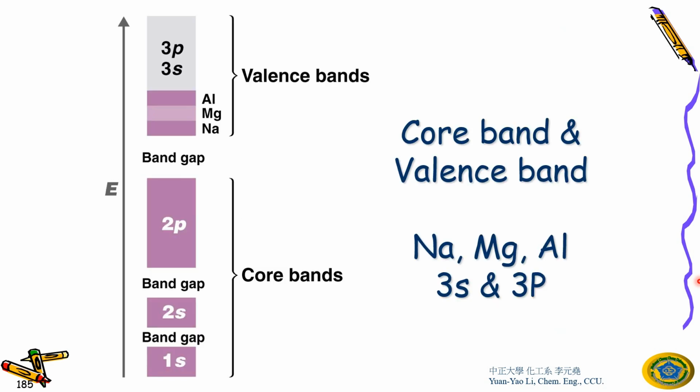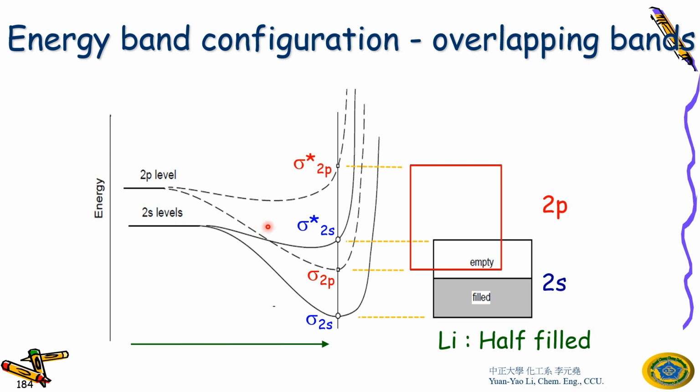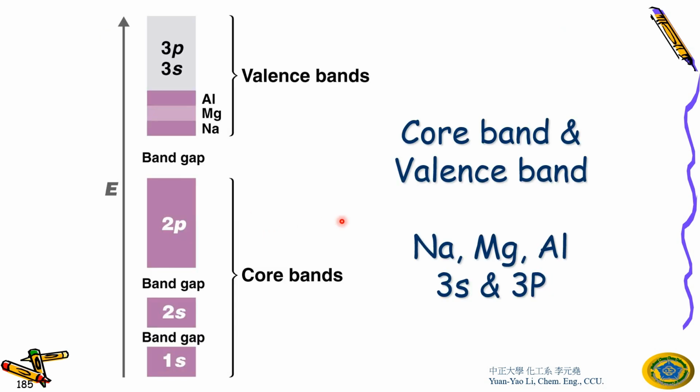So this is the conduction band and the valence band. What we just talked about in this case is the valence band, not the conduction band. We only talk about the valence band. So the valence band will be overlapped, not the conduction band.